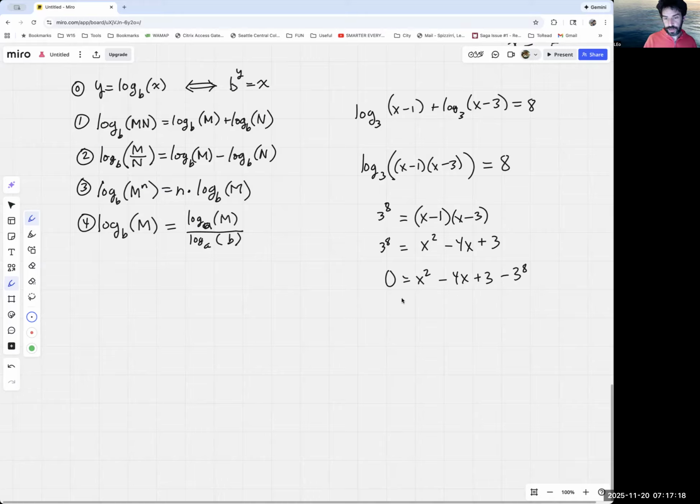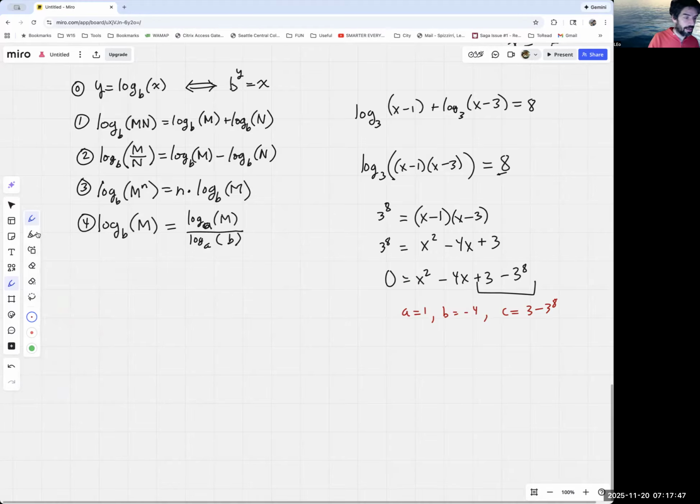This is a quadratic, and we're probably not going to be able to factor it because of this being the wrong number. But we always have the quadratic formula. So notice in this, the way I have it written, we've got a is equal to 1, b is equal to negative 4, and c is equal to 3 minus 3 to the 8th, right?